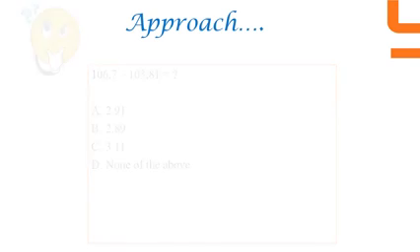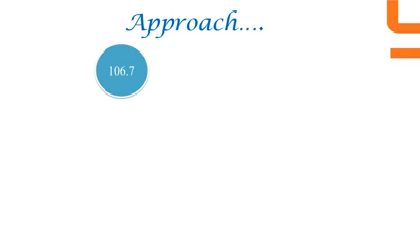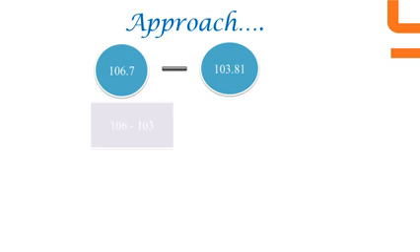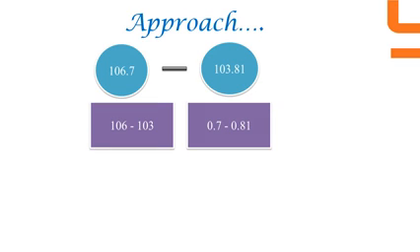For this, what do you have to do? You have to separate the integer part and the decimal part, right? So the first number is 106.7, the second number is 103.81. So what you do? First separate 106 and 103 from those numbers. So it will be 106 minus 103. And if you take the decimal part, it will be 0.7 minus 0.81.